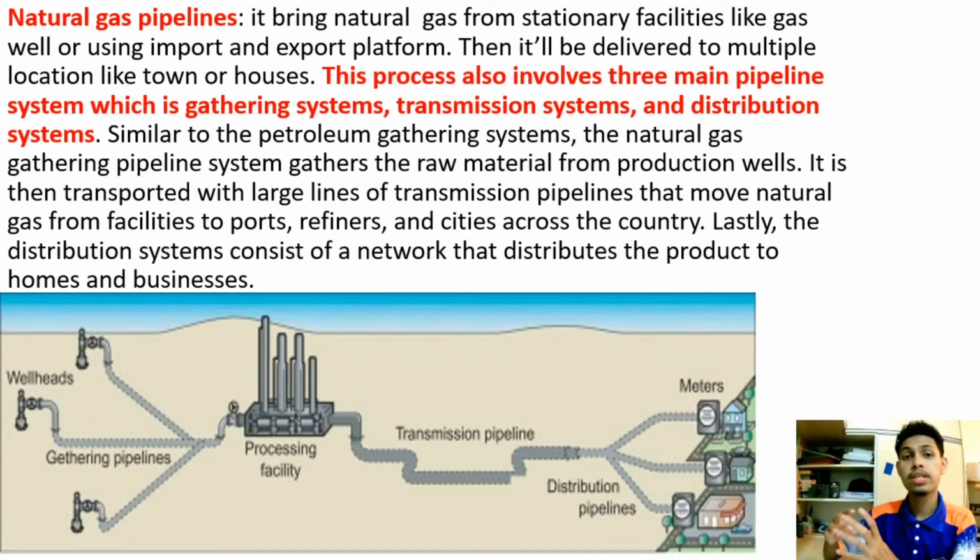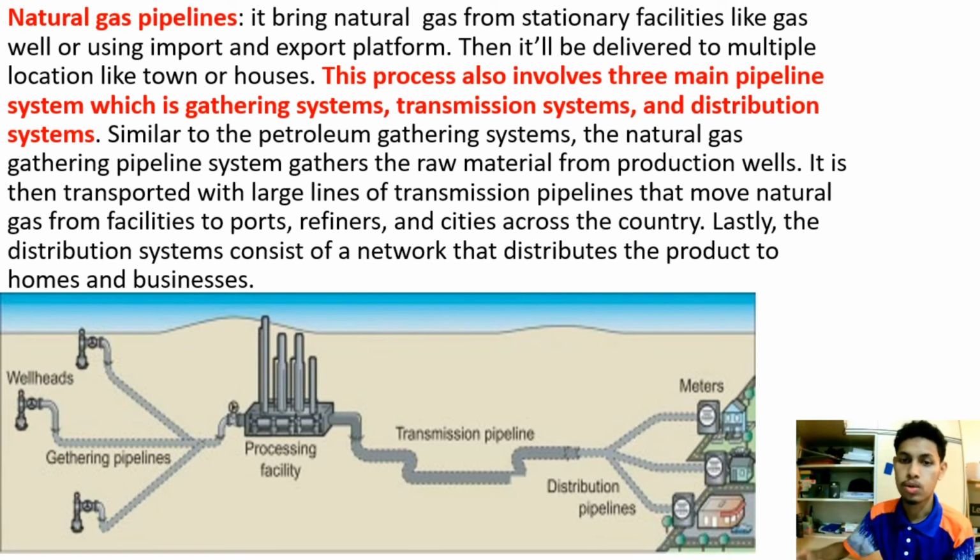And lastly, from the transmission system, where the gas is useful and can be used by a manufacturer, it will go to the distribution system, where it can move to the consumer, to the country, to the people.